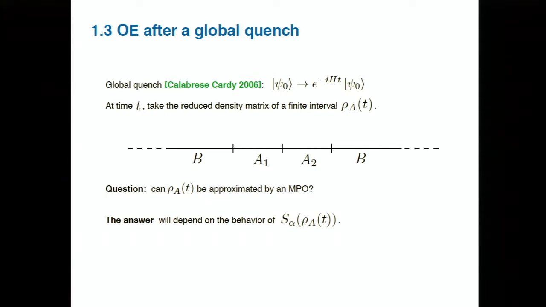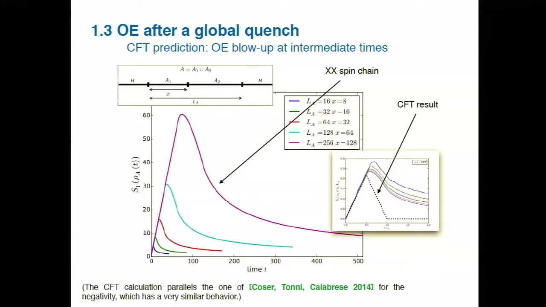But the question is, does anything happen in between? And to answer that, what we need to calculate in principle is the operator entanglement between A1 and A2, where we take some bipartition of this interval like this. And this is going to give us some idea of how the bond dimension at this position here is going to grow with time. And the answer is that it actually blows up at intermediate time.